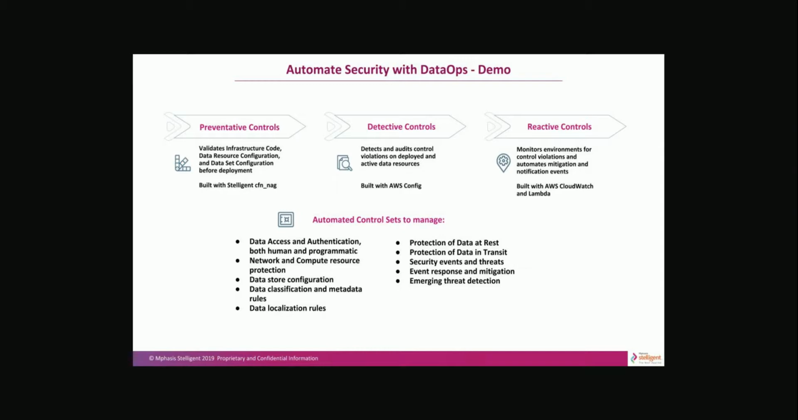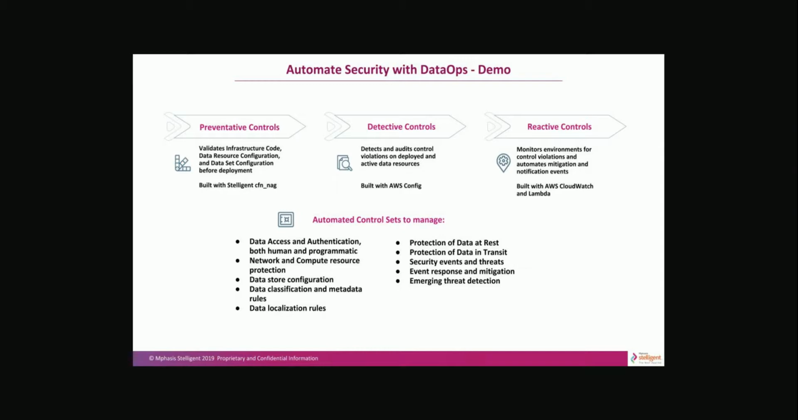The second type of control is a detective control. The purpose of this type of control is to detect and audit control violations. Our demo today will deploy an AWS config rule set from the pipeline, and we'll take a look at how that control reports on an out-of-band and insecure deployment of an S3 bucket.